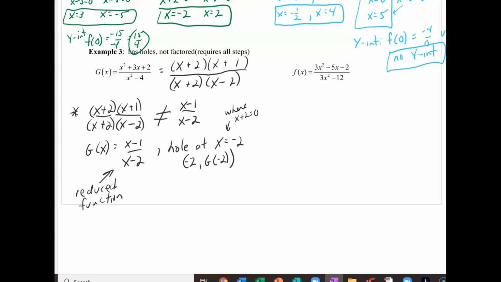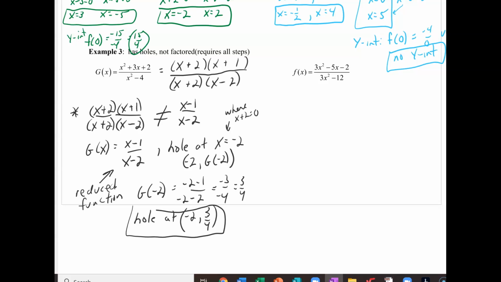So we need now to find g of negative 2. So g of negative 2 is going to be negative 2 minus 1 over negative 2 minus 2, which is negative 3 over negative 4, or 3/4. That's the y coordinate. So now we can say the hole is at negative 2, 3/4. And when we get to the part where we're graphing this, we know exactly where to graph the hole. All right, that's pretty much what we need for steps 1, 2, and 3. Let me just circle that a little bit better so I'm not crossing it out.